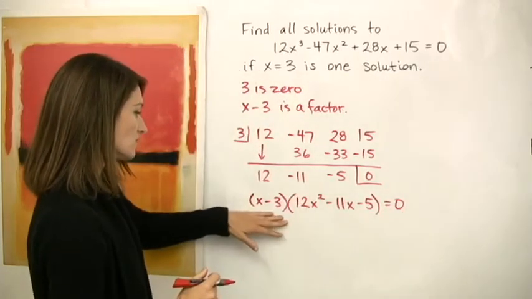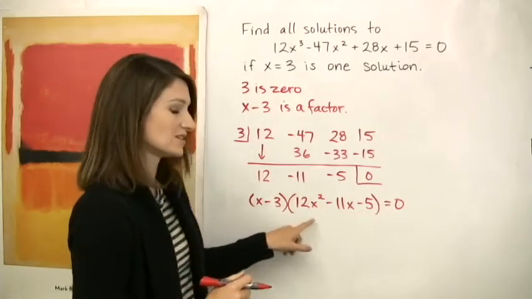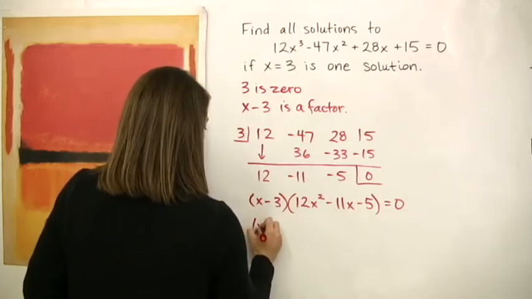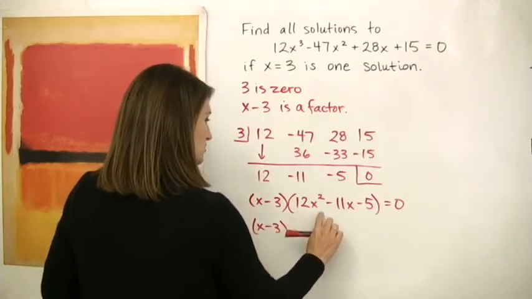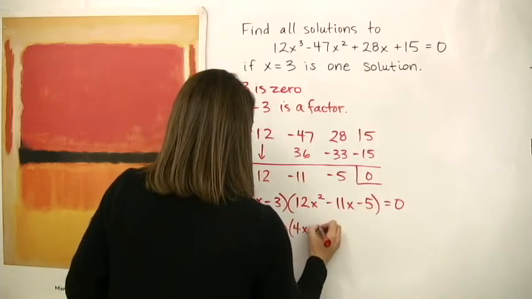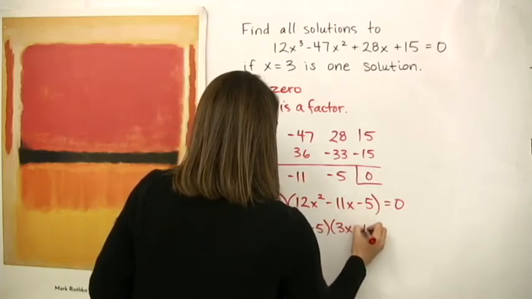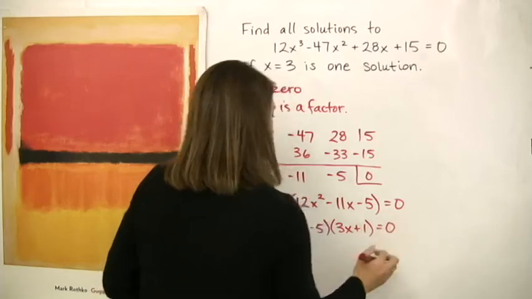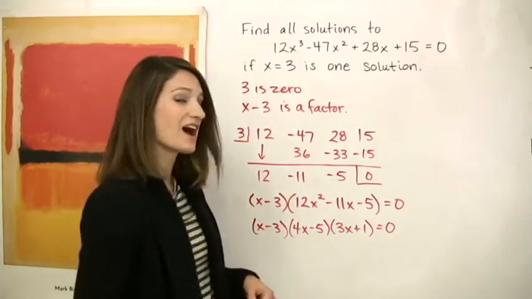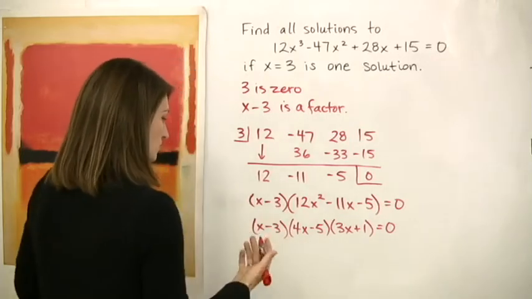So now we have one solution here, this is one factor. Let's factor this polynomial inside these parentheses here in order to find our other solutions. So we have x minus 3 still, and then this polynomial here factors to 4x minus 5 times 3x plus 1, and that's all equal to 0 still. So now if we set each one of these three factors equal to 0, then solve for x in each one, we'll get our solutions.